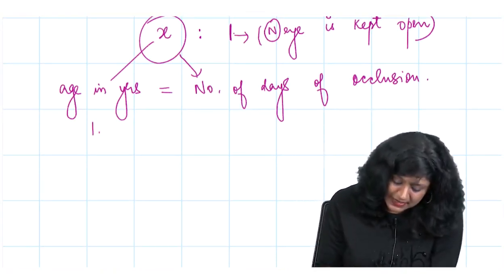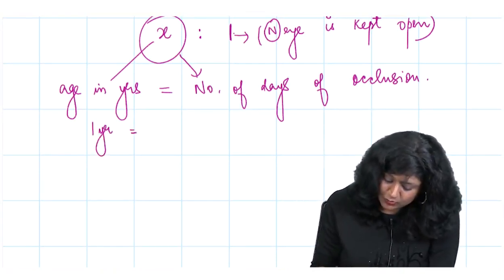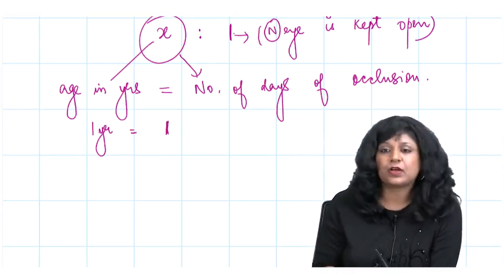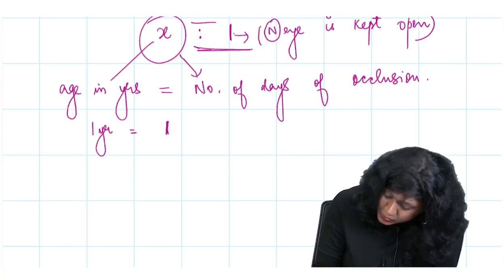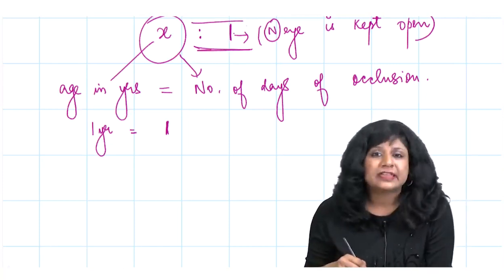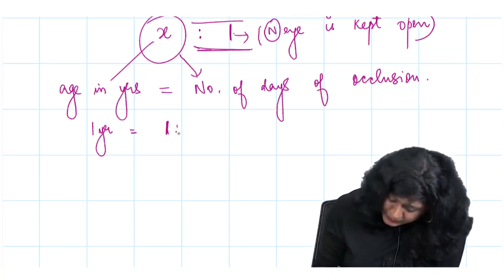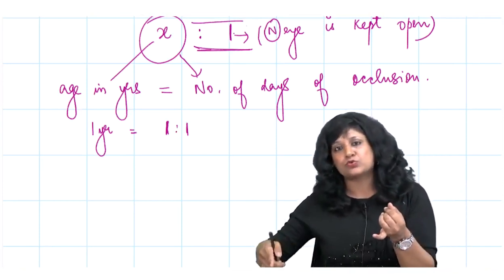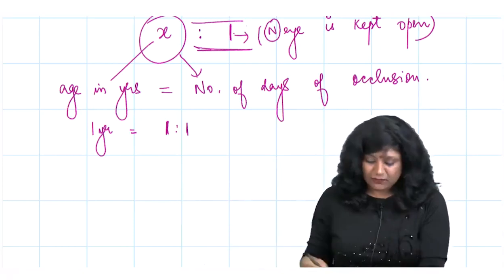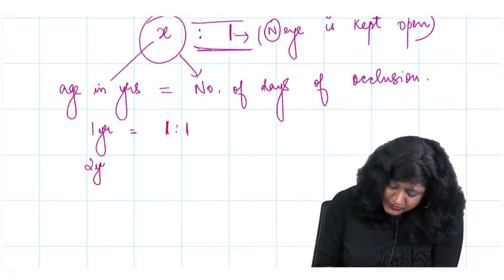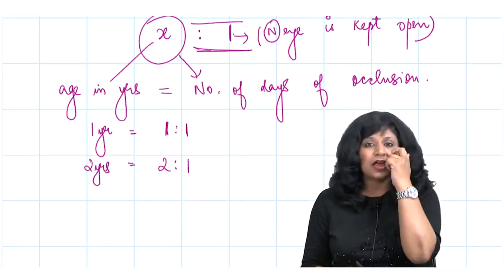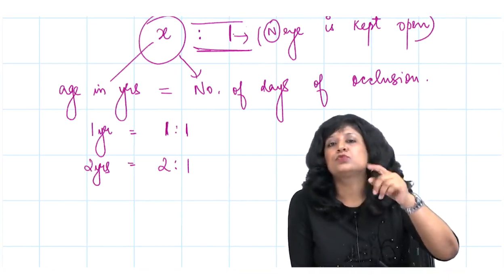So, if the baby is 1 year, then you have to occlude for 1 day, and the 1 remains constant: 1 day you have to keep it open. So it becomes 1 is to 1. 1 day occlusion, then 1 day open, then 1 day occlusion, then 1 day open, and so on. When the baby becomes 2 years, it becomes 2 is to 1. So now you have increased the number of days of occlusion to 2.